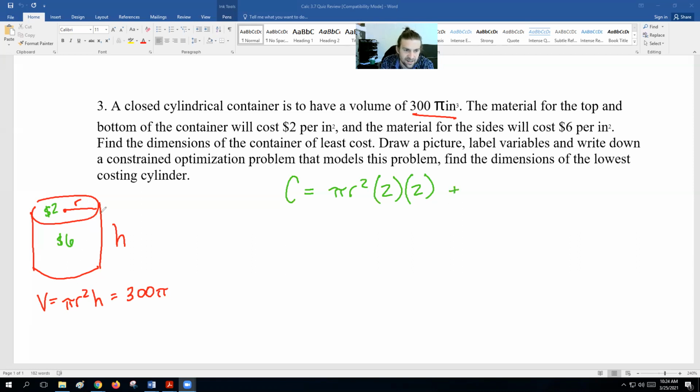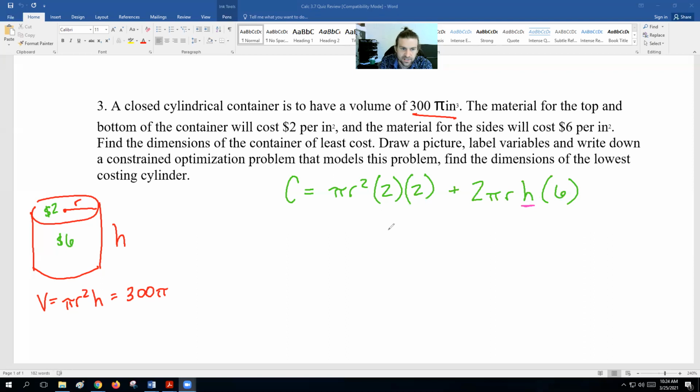The side is like a rectangle where we have the circumference 2 pi r, and then we're going to times it by the height h, and there's only the one of them that wraps around. We'll times that by 6. Okay, so this is the problem for the cost. We have radius and height.